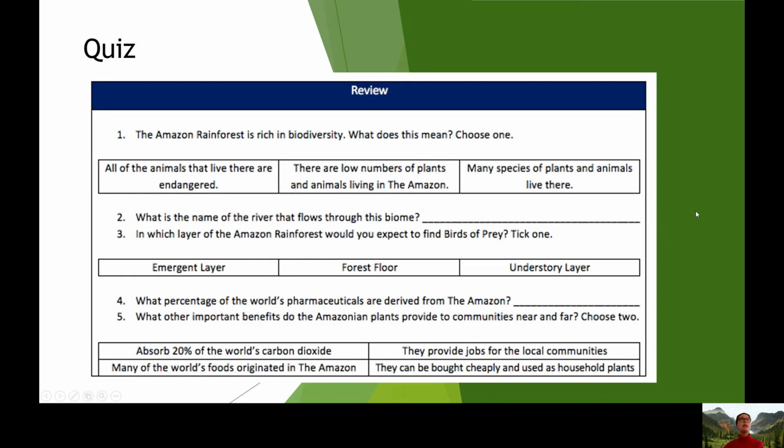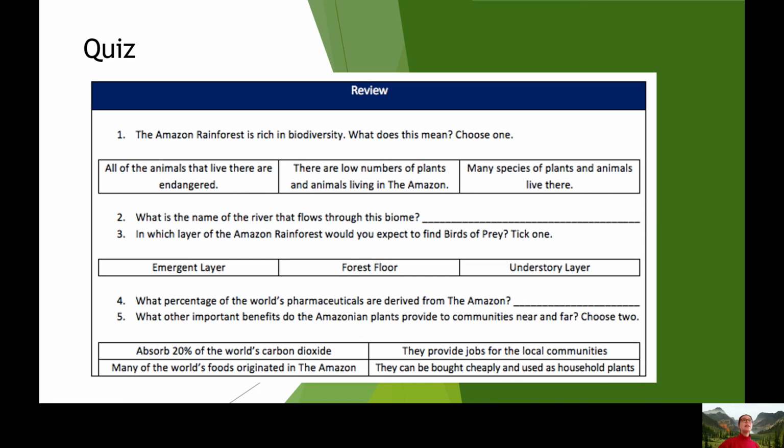Okay, let's kick off with a quiz as usual. Please write down your answers on a piece of paper or in your book in front of you. Question 1. The Amazon rainforest is rich in biodiversity. What does this mean? Remember, I just told you. Choose one. A, all of the animals that live there are endangered. B, there are low numbers of plants and animals living in the Amazon. Or C, many species of plants and animals live there. Pause this video now and write down your answer.